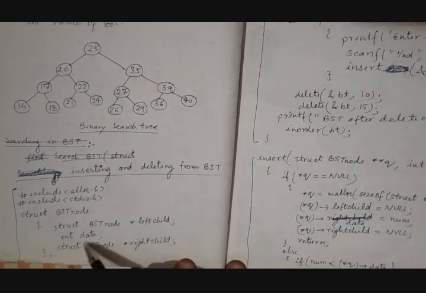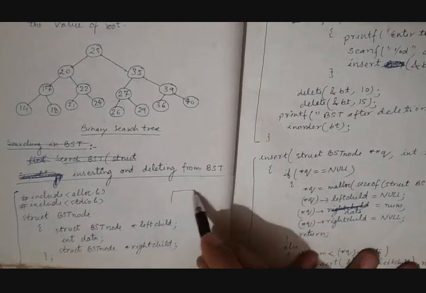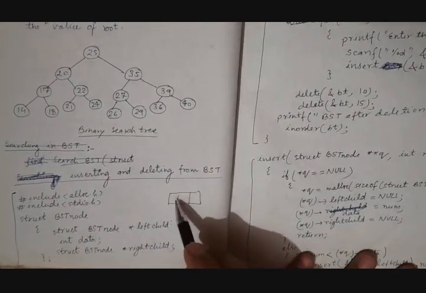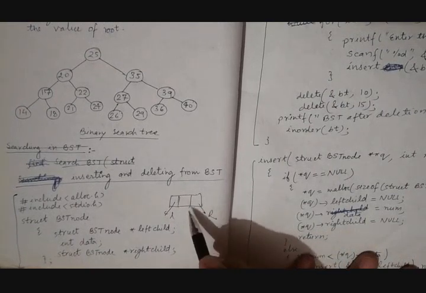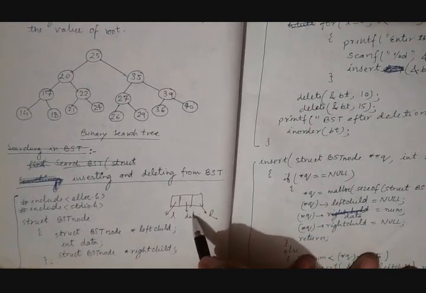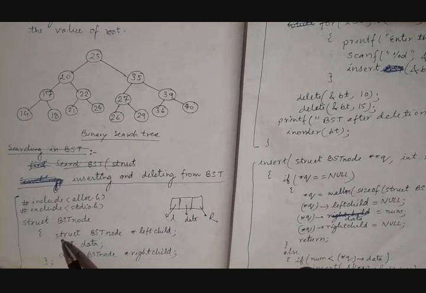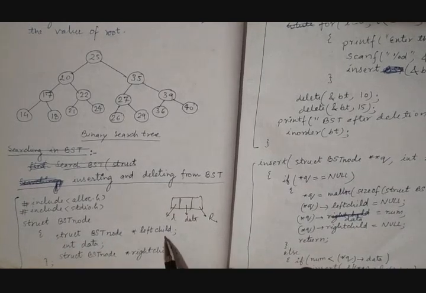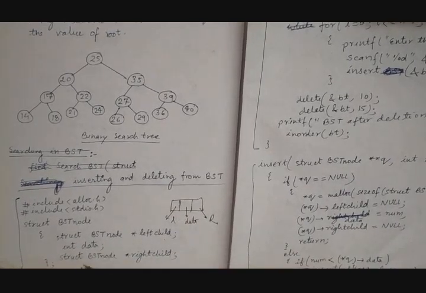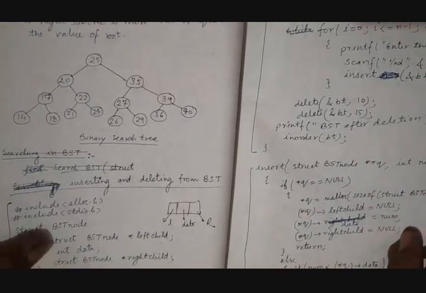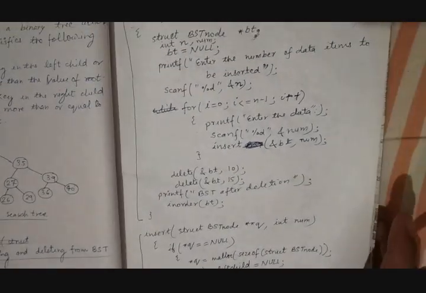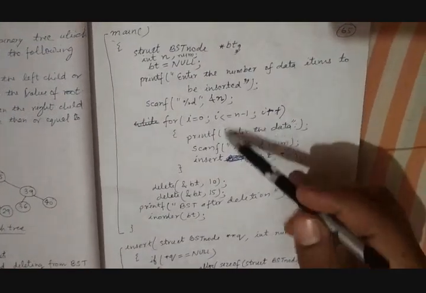Already we know that in a binary tree, each node will have three parts. The first part will be the address of the left child, the right part will be the address of the right child, and the middle part will contain the data. So the first part is struct BST node left child address, the second part is the data, and the third part is the address of the right child node. This is how the struct variable will be declared in the case of a binary search tree.